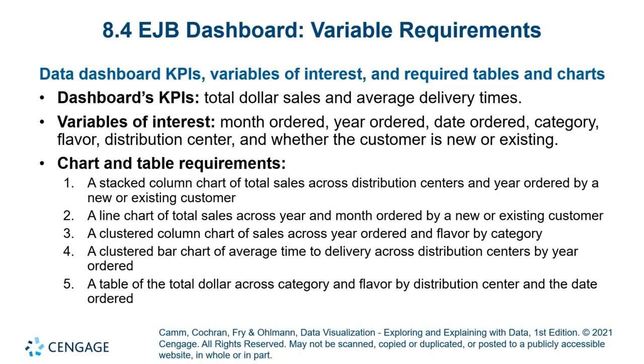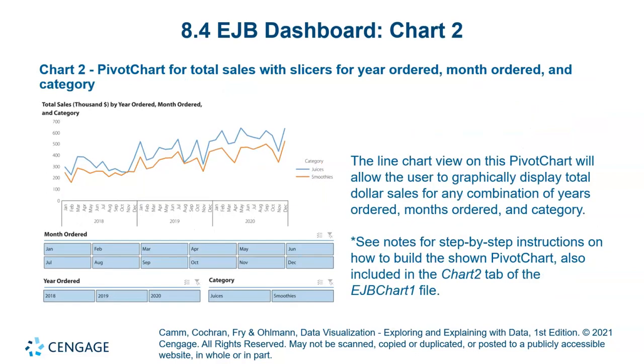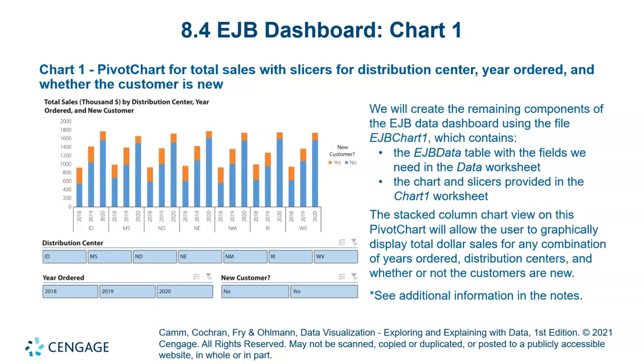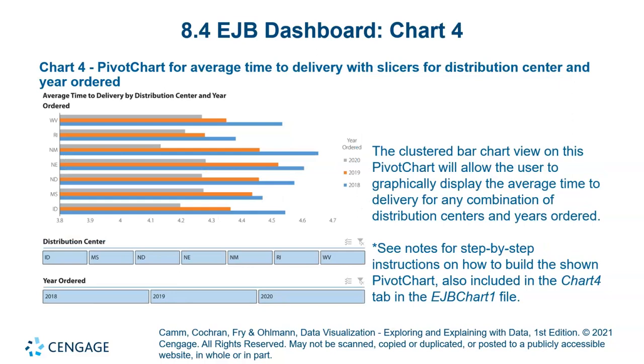There were five different requirements, like a stacked column chart of total sales across distribution and year of order by new and existing customers. There was a line chart, a cluster column chart, and total dollars across categories as well. So these are the requirements by the user. You can see this is one of the interactive dashboards of the AGB, and this is another one with a different line chart. And this is with another chart, and you can see the horizontal chart.